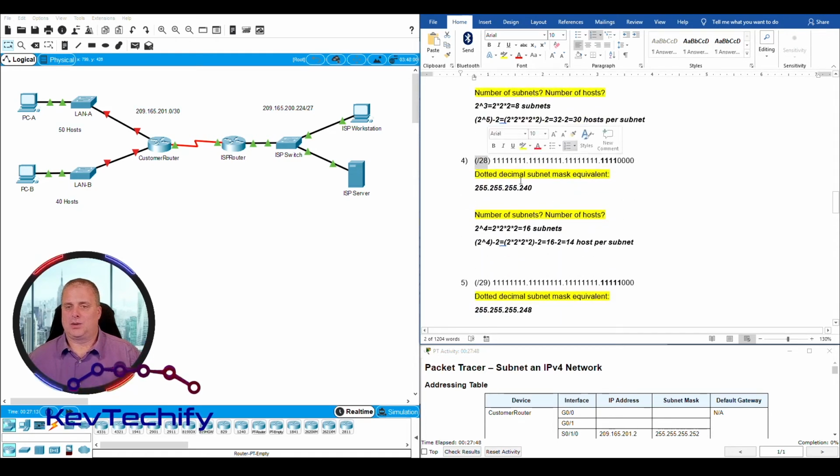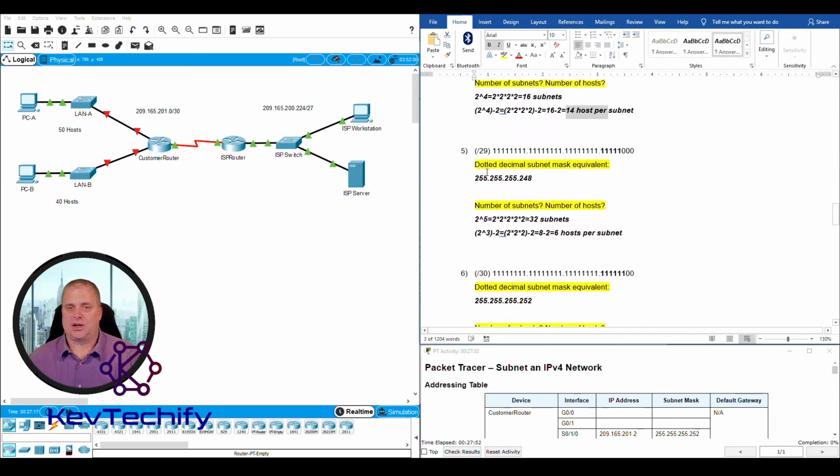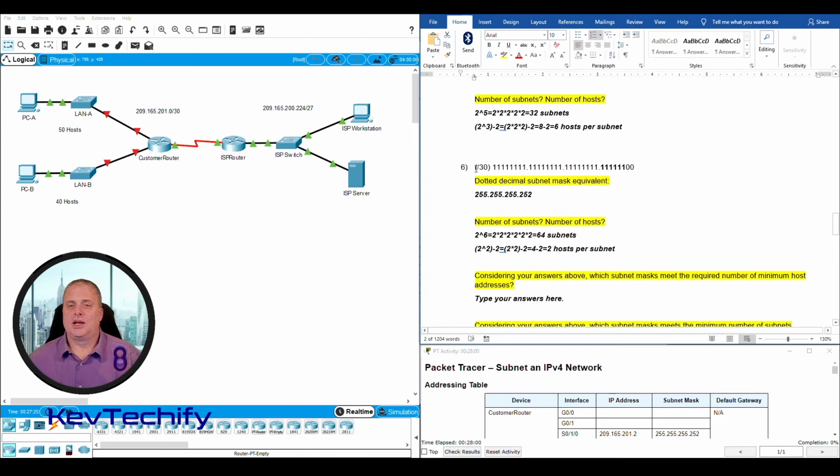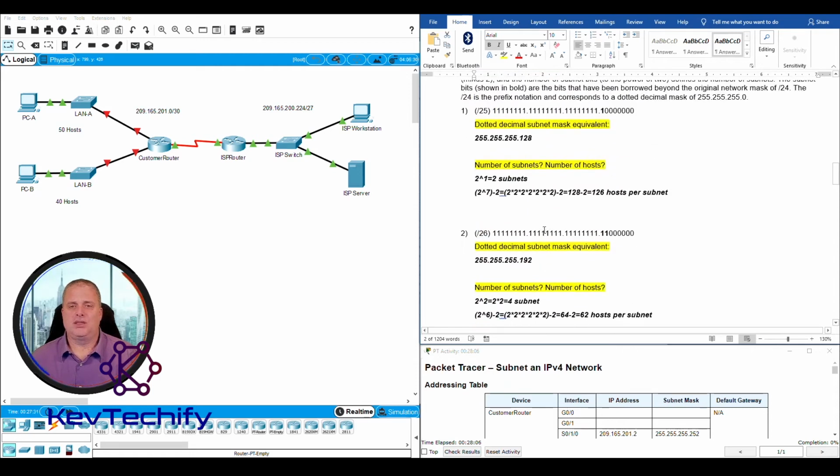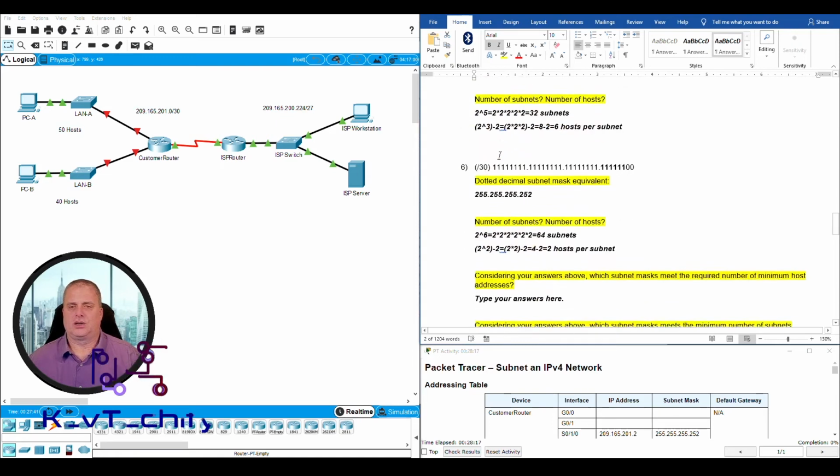/28 only has 14 hosts per subnet. We need 50, so /28 does not work. /29 has 6 hosts per subnet. Once again, we need 50. /29 will not work. /30 only has 2 hosts. We need 50. That does not work. That means only the first 2, the /25 with 126 and the /26 with 62. Those are the only 2 subnet masks that are going to work.